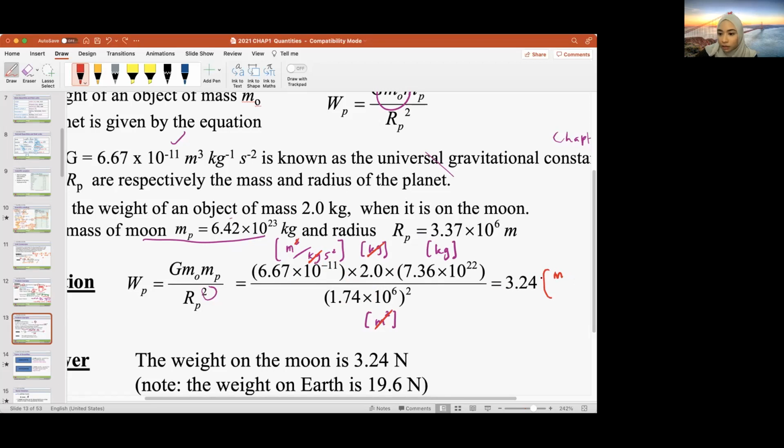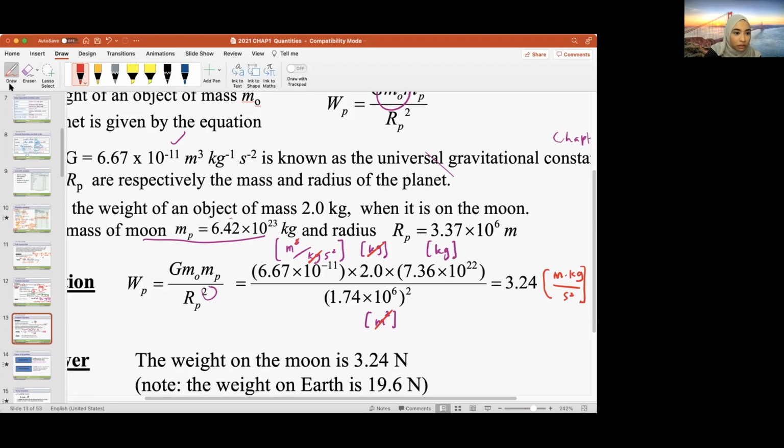I hope I'm right. Meter dot kilogram over second squared. Okay, so let's see if this is actually Newton. Meter, kilogram over second squared.